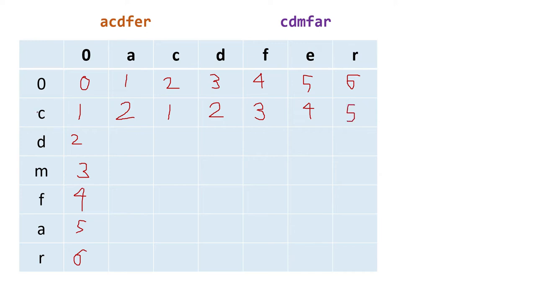Right. Now if I come to this CD, one side is A. So how many do we have to delete?